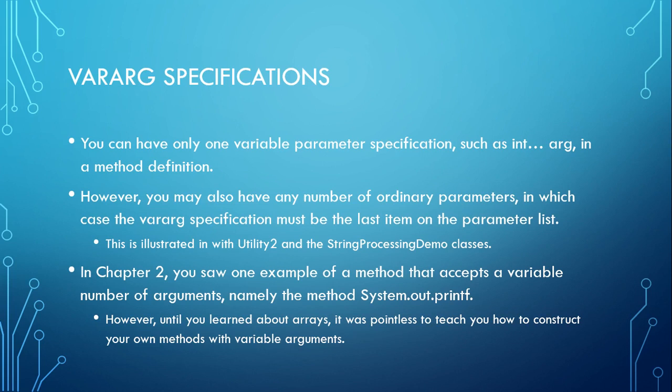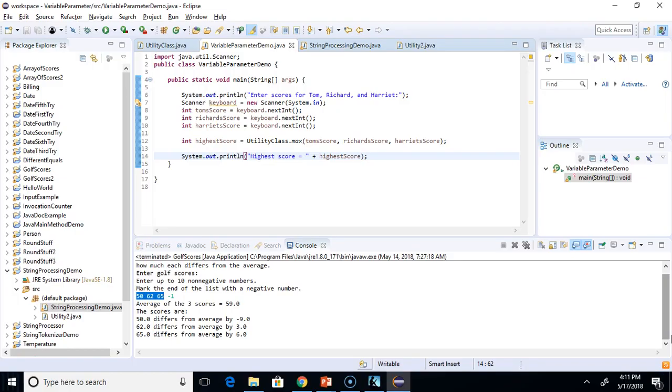In chapter 2, we saw one method that actually uses a variable number of arguments, which was the method System.out.printf. You may not remember printf, but it was a format thing. Now, however, until we learned about arrays, it was pointless really to teach how to construct your own methods with variable arguments, because we didn't have the underlying skill set that we would need. So even though printf was an option, we just kind of used it. We weren't actually making our own functions. Now we can actually make our own.